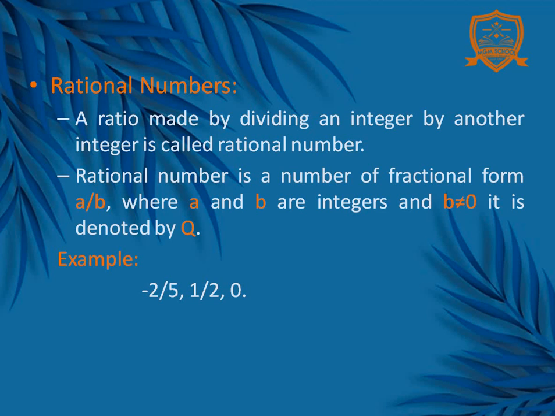The examples: minus 2 by 5. Minus 2 is a negative integer and 5 is a positive integer. So 1 by 2. And 0. 0 is also a rational number. 0 is neither negative nor positive.